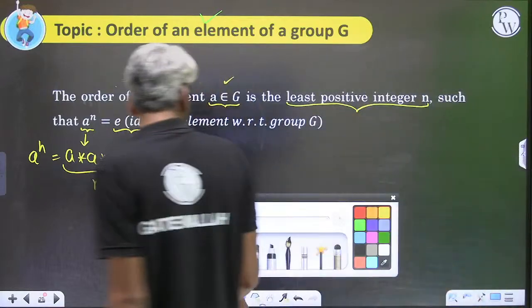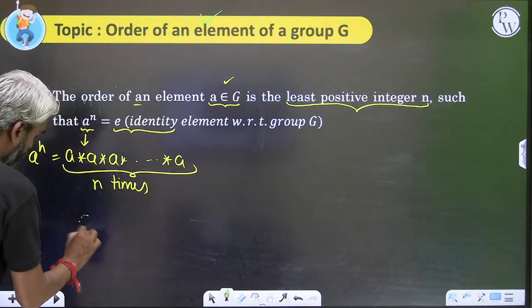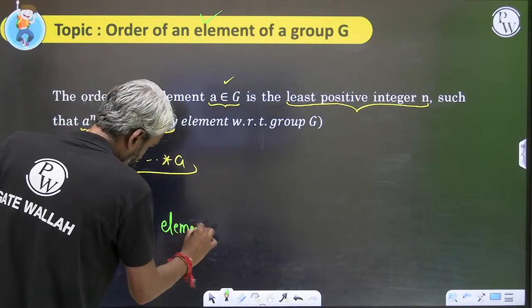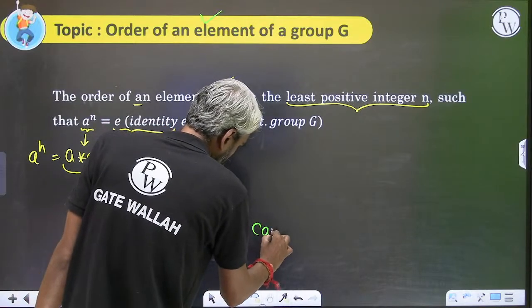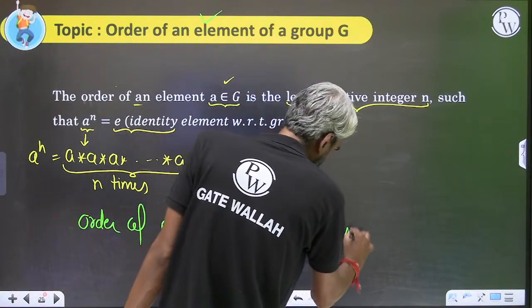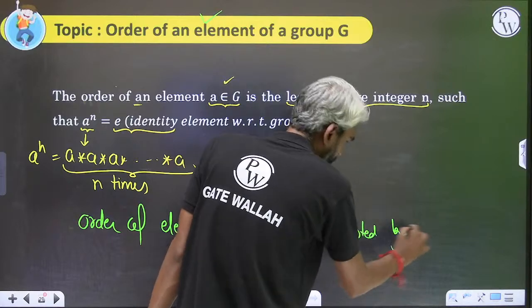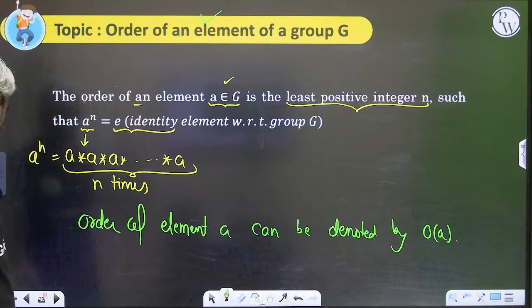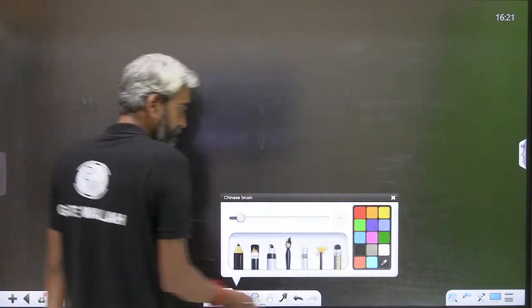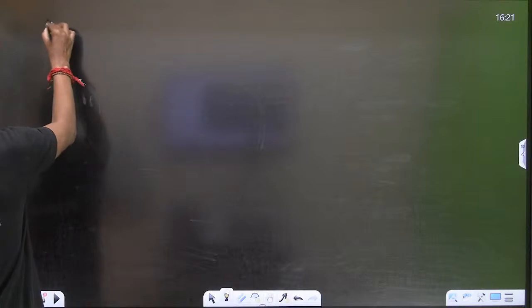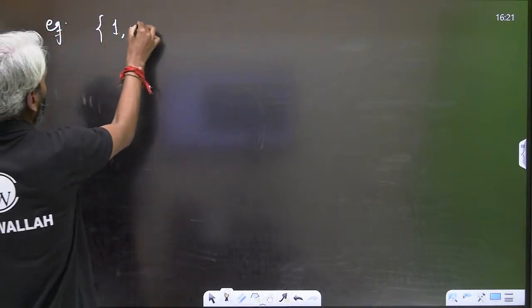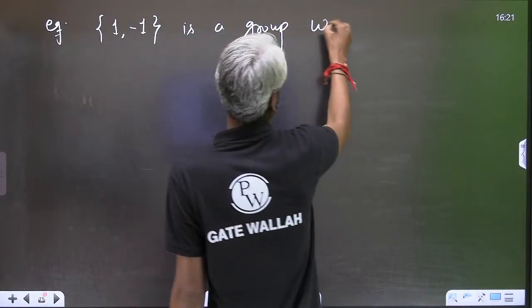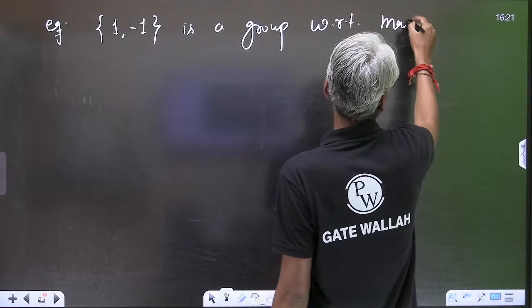How do we denote the order of an element? The order of an element A can be denoted by O of A. Let's try to understand this. So what do we know? 1 comma minus 1 is a group with respect to multiplication. So this time the operation is multiplication.